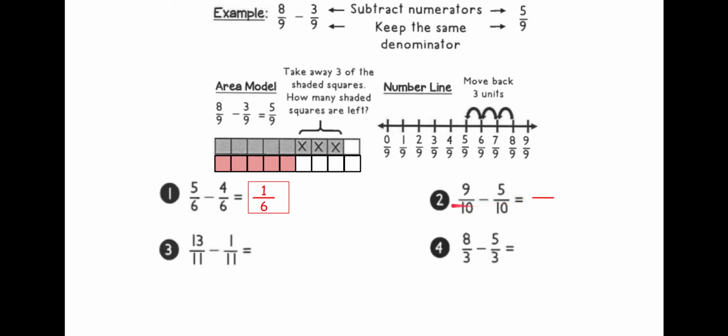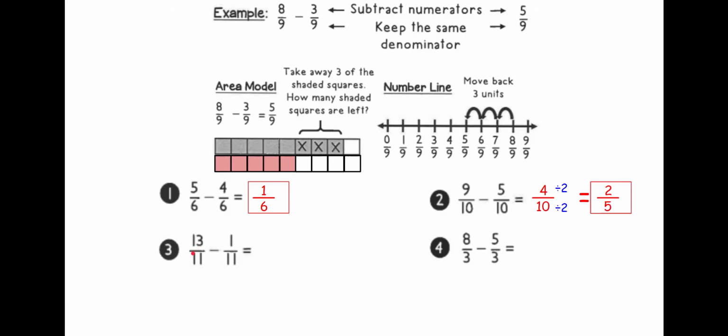So our denominator is the same. It's going to be 10. And so we just subtract the top. 9 minus 5 is 4. And you'd think that we can box the answer, but not quite yet, because we can reduce. We can divide both 4 and 10 by 2. And when we do that, 4 divided by 2 is 2, and 10 divided by 2 is 5. And we can't reduce it any further. It is in simplest form, so we box that answer.